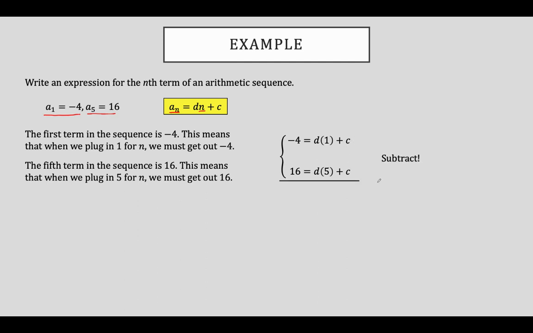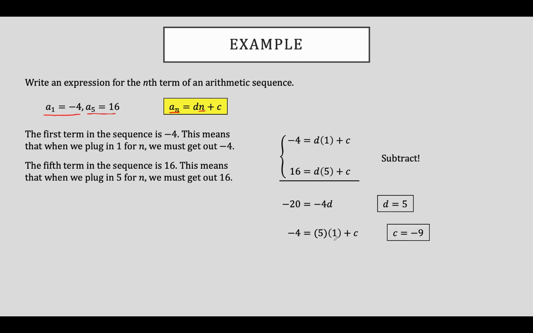Notice that when we subtract these two equations, the c's are going to subtract to 0. Negative 4 minus 16 gives me negative 20. 1d minus 5d gives me negative 4d. Dividing both sides of the equation by negative 4 gives me d is equal to 5. And now I can back substitute that into either of these equations. I picked the first one here. Back substitute that value of d in. Negative 4 equals 5 times 1 plus c. 5 times 1 is 5.